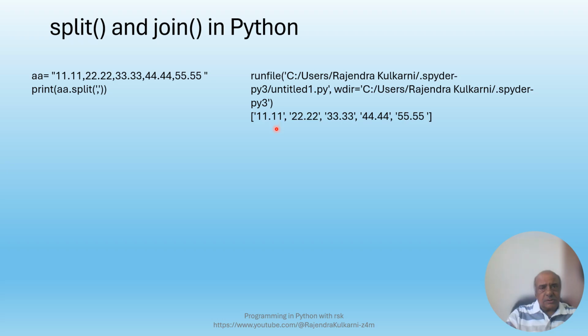But the list contains all values as independent strings. So here the whole string 11.11 to 55.55 is a single string. Here each text which is separated by comma is getting converted into an individual independent string, and all those strings are now members of the list.